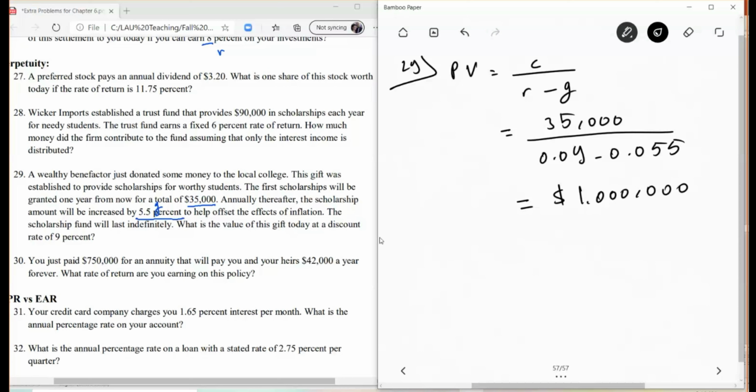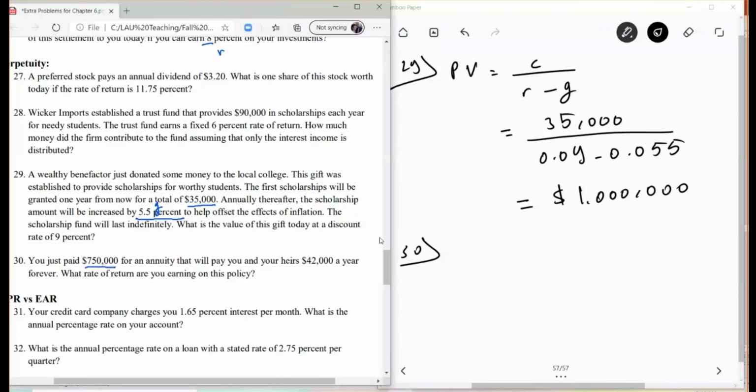Finally, number 30. You just paid $750,000 for an annuity that will pay $42,000 a year forever. So this is a fixed payment that will last forever. So this is the case of a perpetuity.